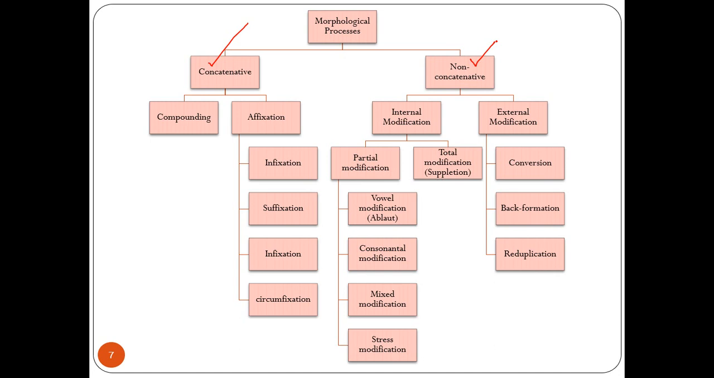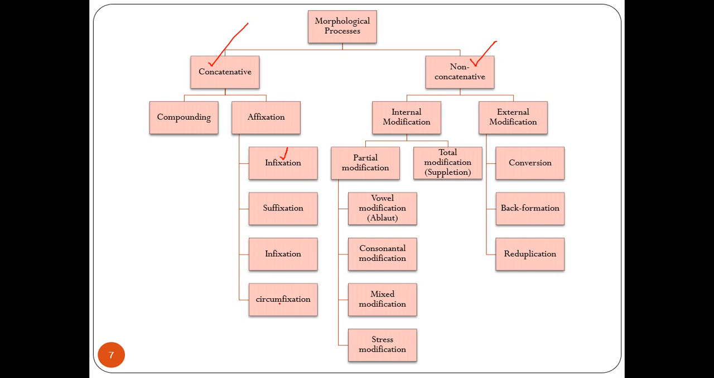Affixation is another concatenative process in which we have different kinds of affixes. Sorry, I've written something problematic here. The first one must be prefixation. The second one is suffixation, the third one is infixation, and the last one is circumfixation. So we have got prefixes, suffixes, infixes, and circumfixes.